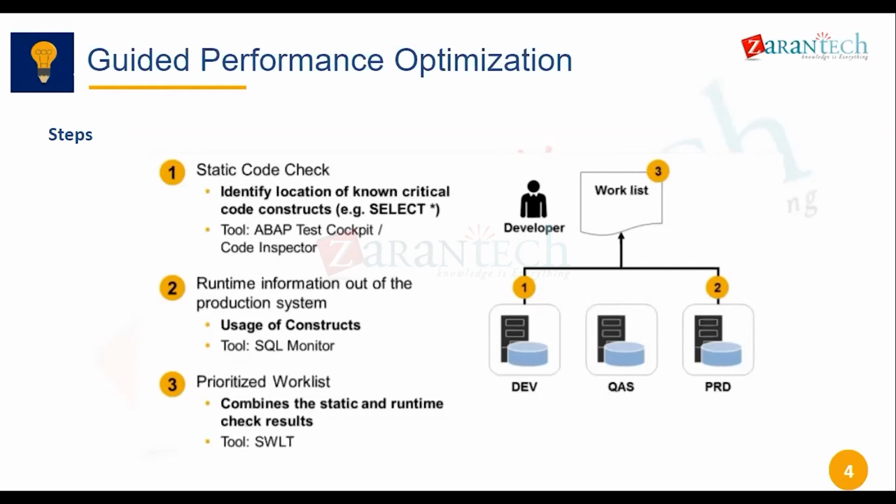We try to get the runtime information out of this production system, like mostly used reports, mostly active programs. We get the top list, let's say the top 100 or so, the most important and critical ones for the business to run. So how can we get that particular list? Using the tool called SQL Monitor. That's why we should run this SQL Monitor in the production system.